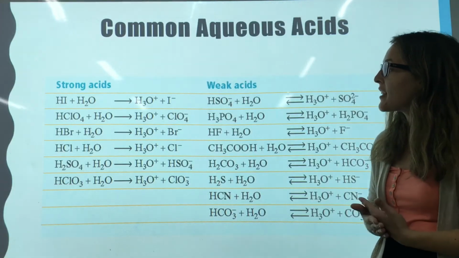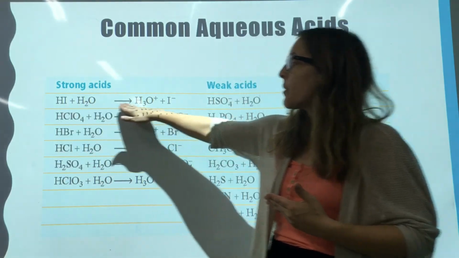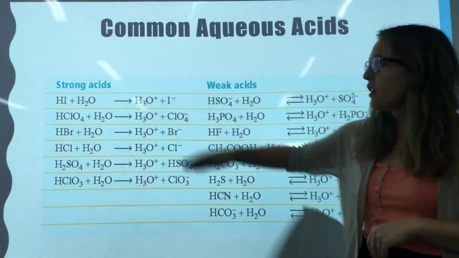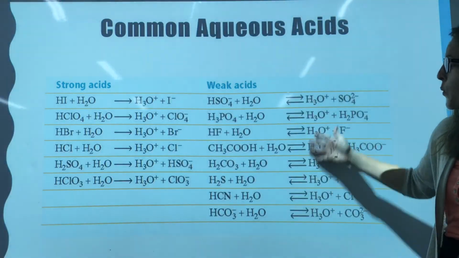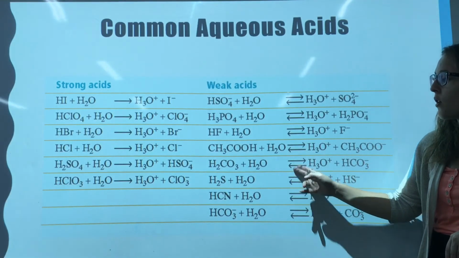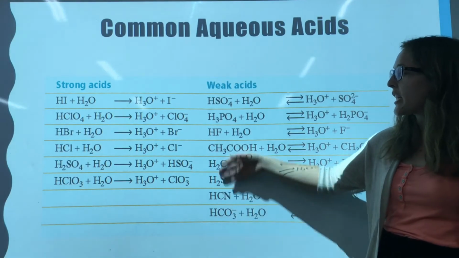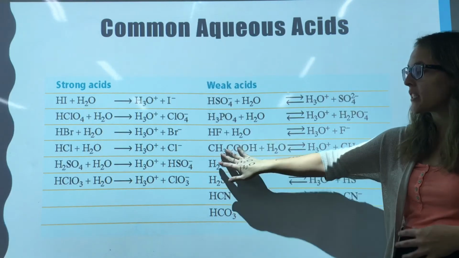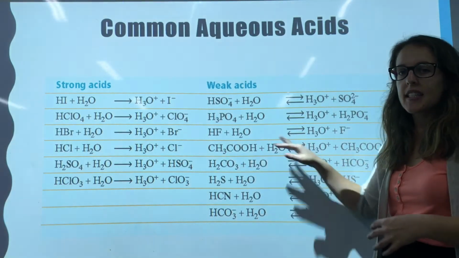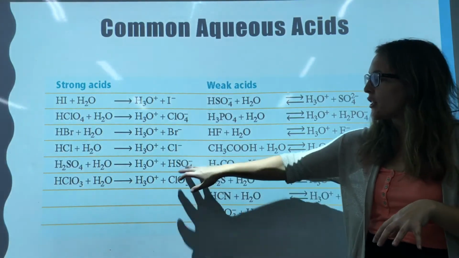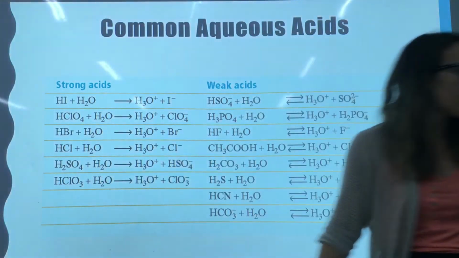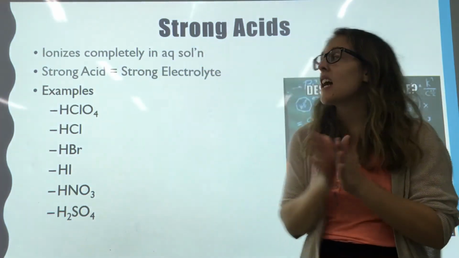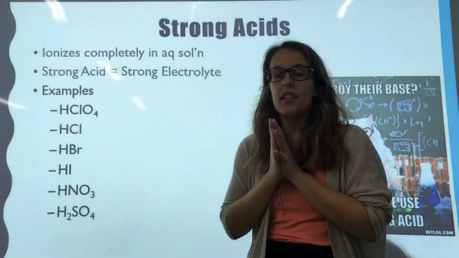So common aqueous acids, if we look at the formula for hydroiodic acid, hydrobromic, hydrochloric, these are strong acids and these are weak acids. So we see that these are reversible. Why? Because these don't completely dissociate into its ions. So it's kind of sitting in the middle with some of this, some of this. It's not completely dissociated into its ions like over here. So strong acids, we see that it ionizes completely in aqueous solutions.